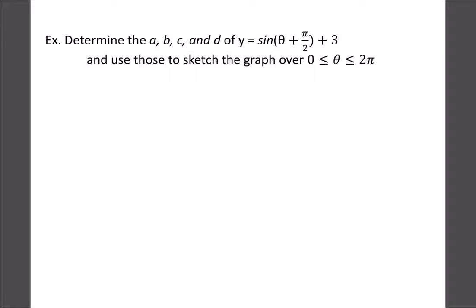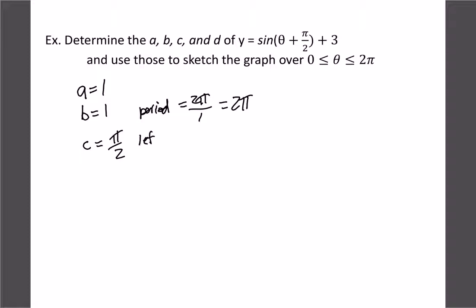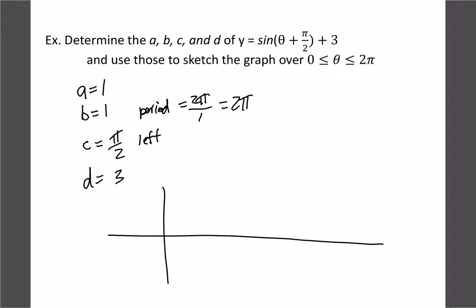So let's look at a couple examples. So here we've got our amplitude of 1. There's no number in front. We've got a b of 1 as well. So that means we have a period of 2 pi over 1, which would be 2 pi. We have a c value of pi by 2, and that's a plus. That means we're going pi by 2 to the left. And we have a d, or a midline, of 3. So from that, we should be able to figure out what our graph's going to look like.